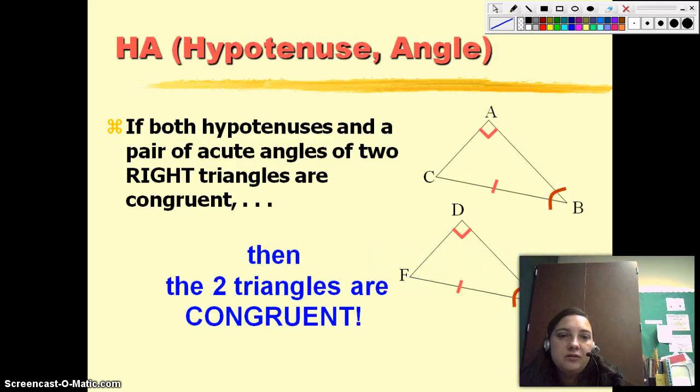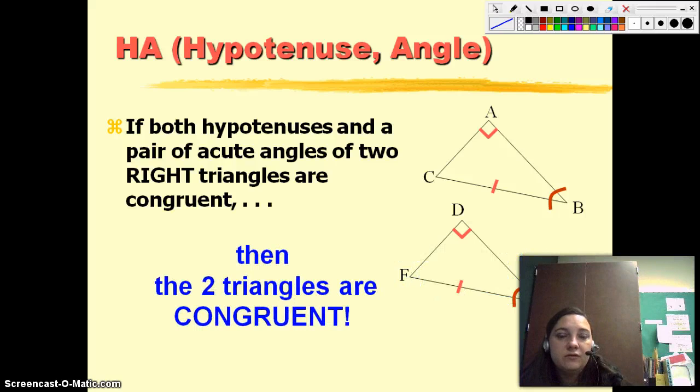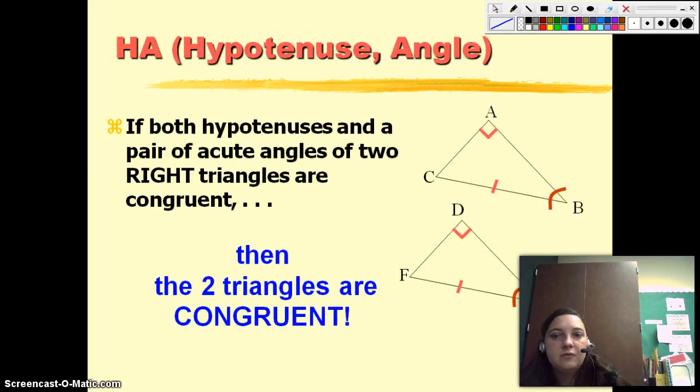If both hypotenuses and a pair of acute angles of two right triangles are congruent to another triangle with the hypotenuse and a pair of acute angles, then the triangles are congruent. This is similar to the angle, angle, side. See, we have the hypotenuse here, which we know is 90 degrees, and then we have another acute angle, and then we have the hypotenuse. So that means that it's going to be congruent with the hypotenuse angle.